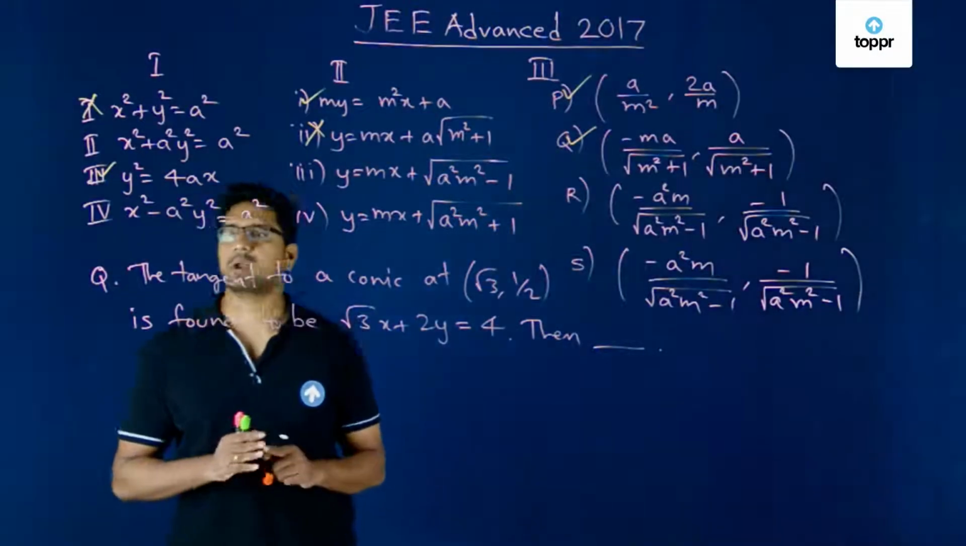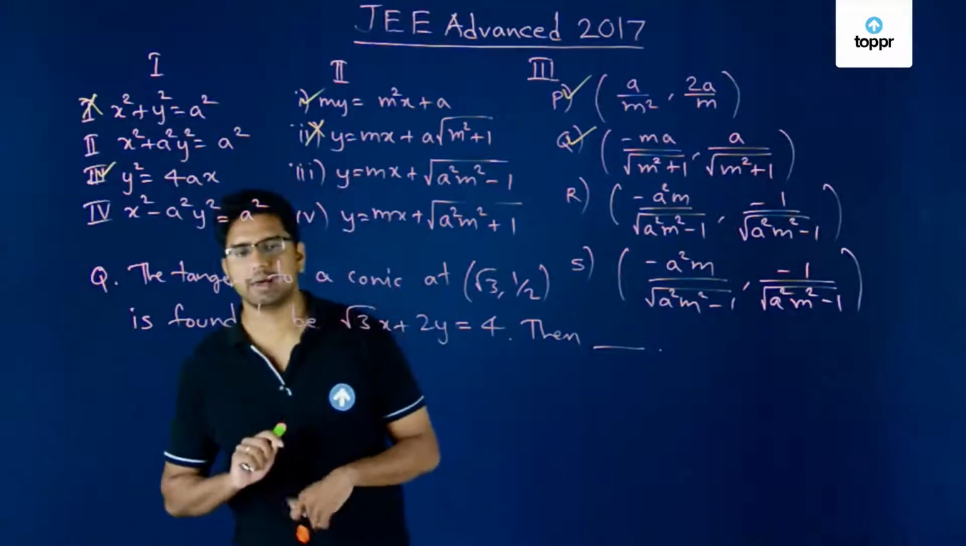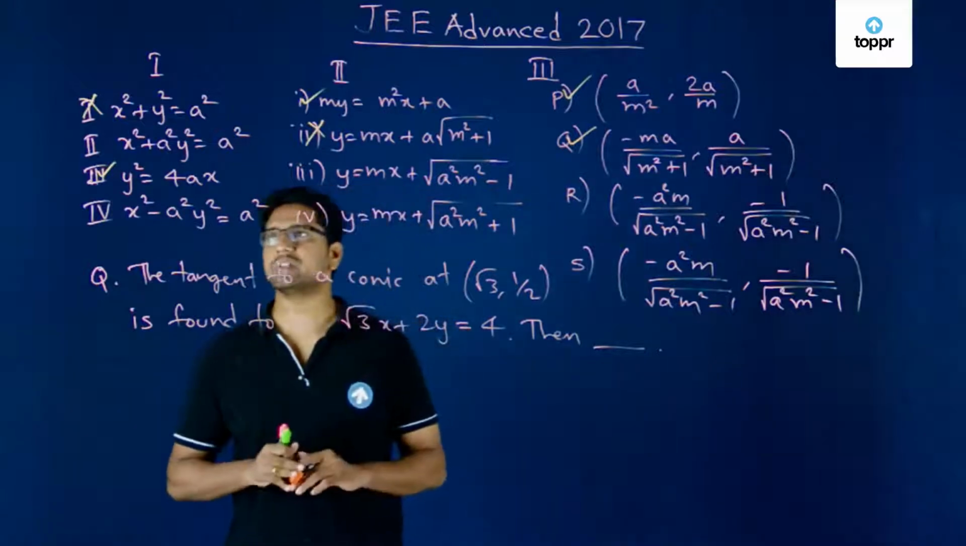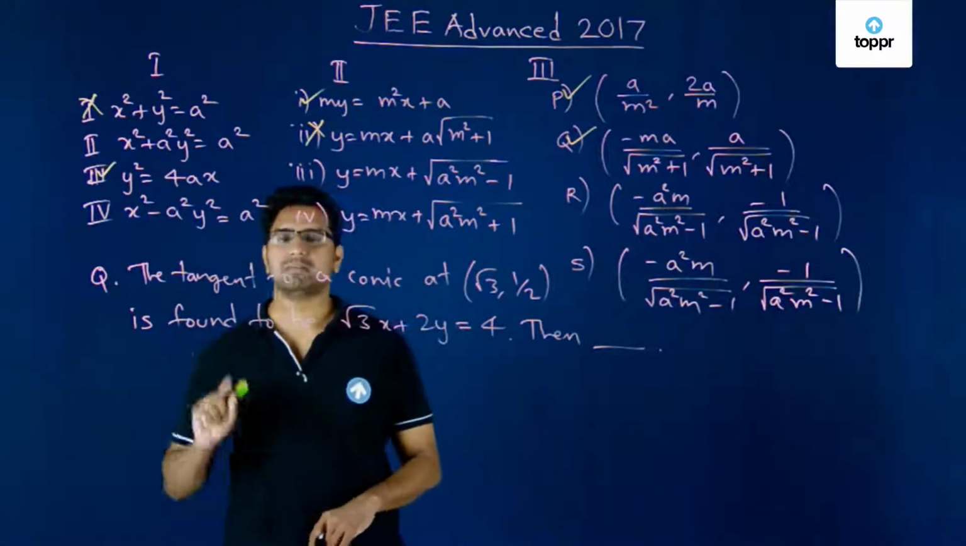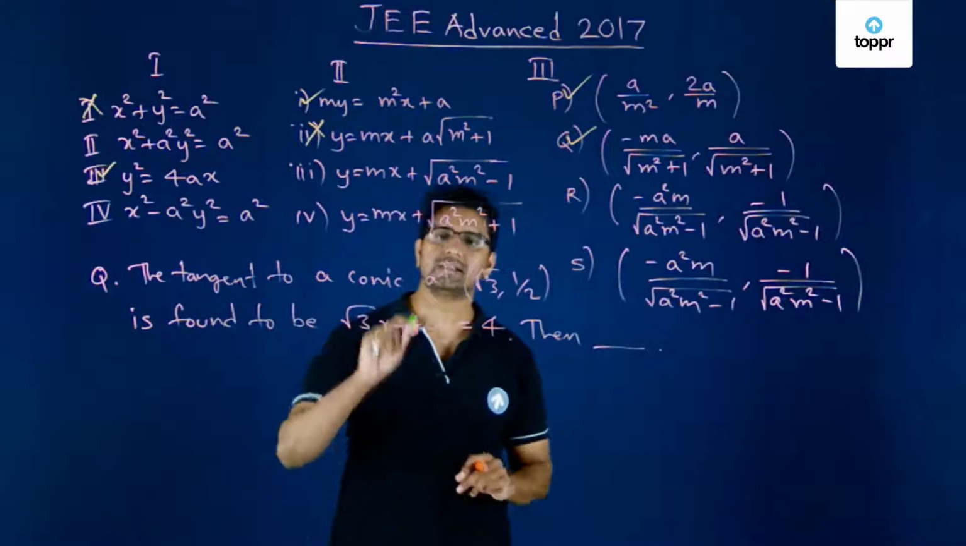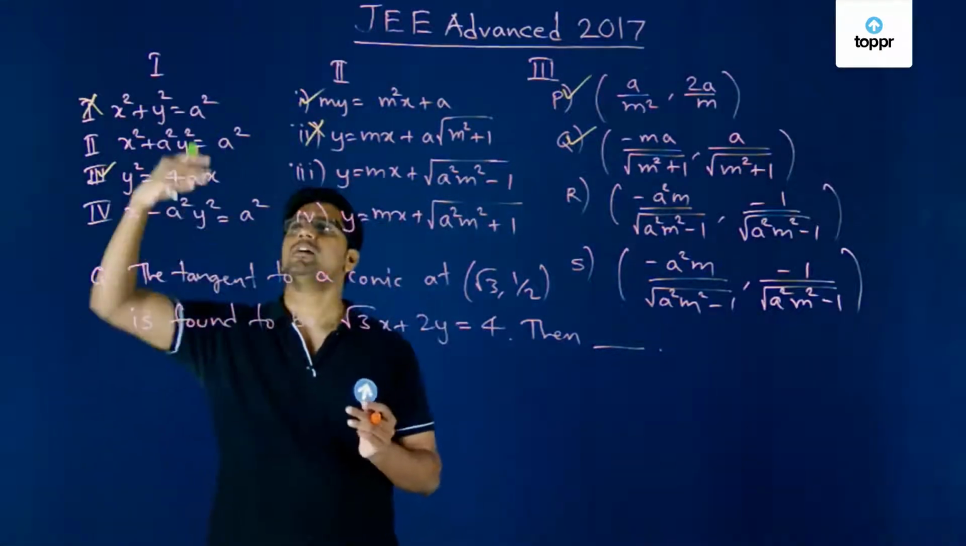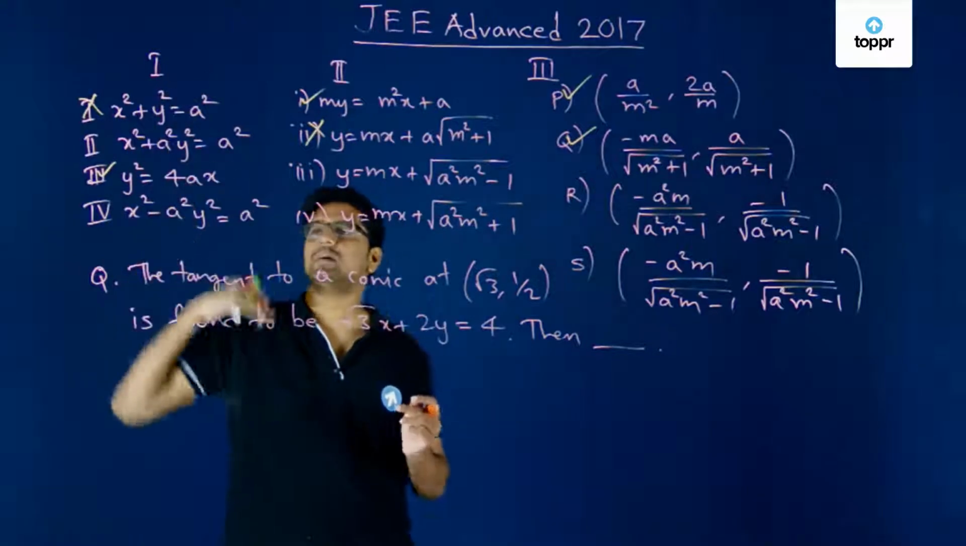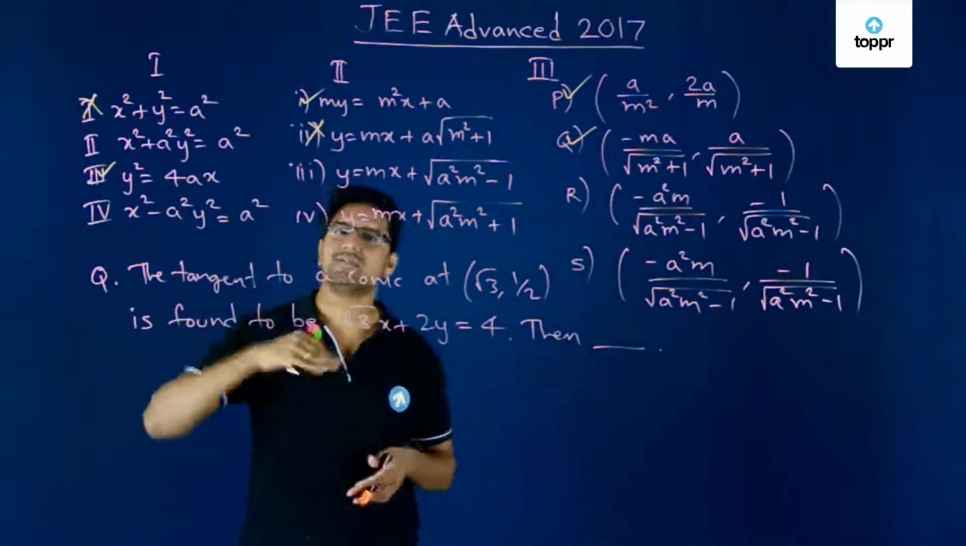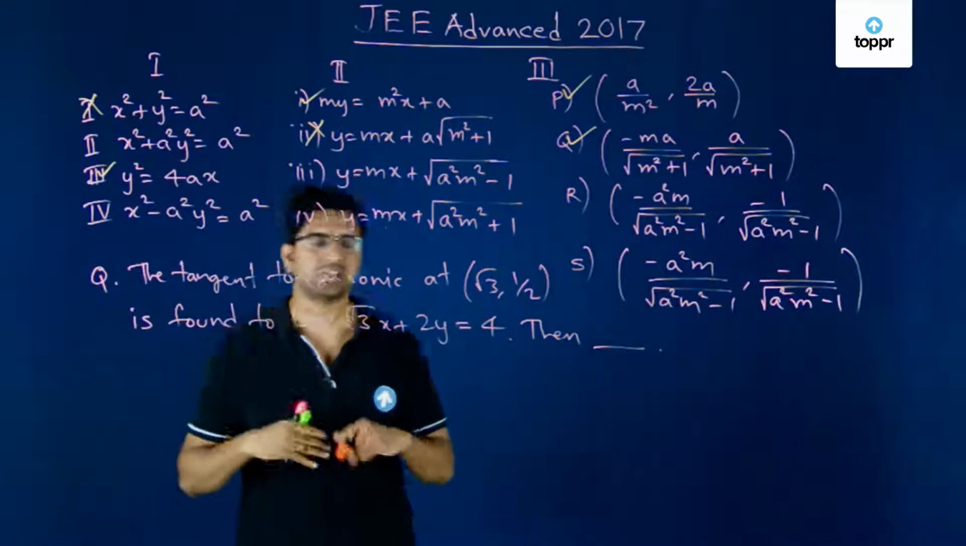So have a look at this problem. It's the final problem on a paragraph based question in JEE Advanced 2017. The problem is that a tangent is given to a conic. We have already seen match the circle and the parabola, so obviously we are looking for one among the ellipse or the hyperbola.